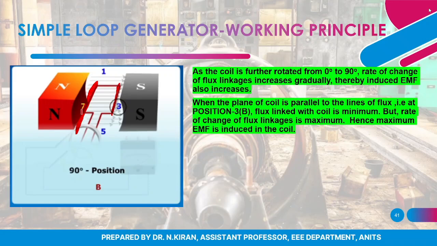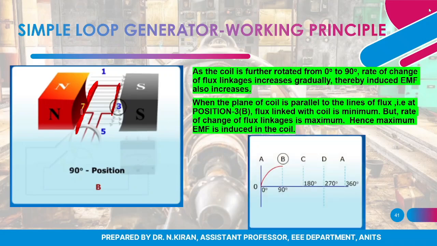So here you can see that since the plane of the coil is exactly parallel to the flux lines, the rate of change of flux linkage will be exactly maximum. So since the rate of change of flux linkages is maximum, the induced EMF in the coil will also be maximum. So here at position B, my EMF will be at maximum value at 90 degrees.